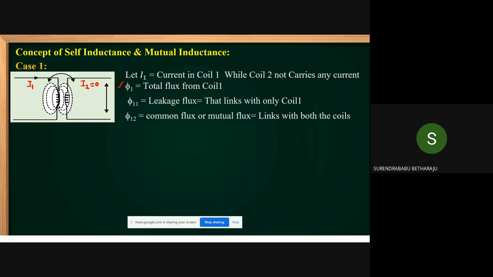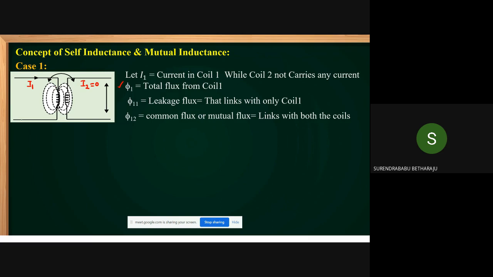Whatever the flux produced by this coil, some flux is linked with only coil 1, but it is not linked with coil 2. Understand? The total flux is phi 1. In this, some flux is linked with only coil 1. That flux is called leakage flux.